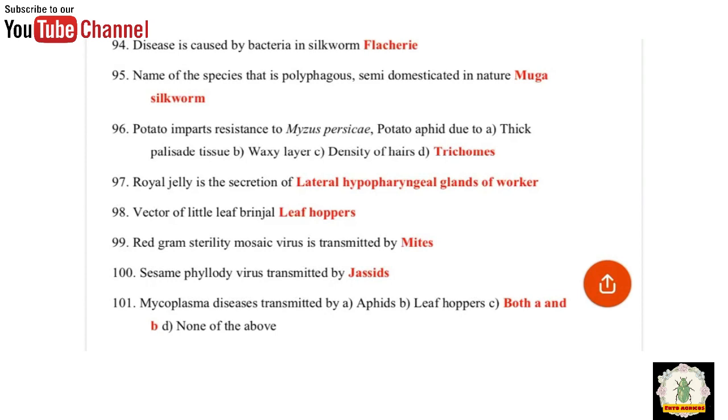Next is the mycoplasma disease is transmitted by. So these mycoplasma diseases are transmitted by aphids, leaf hoppers, both A and B, or none of the above. So the mycoplasma disease is transmitted by option C, that is both aphids and leaf hoppers. As you can already see, as I have discussed in question number 98, this is also transmitted by leaf hopper, and this is a mycoplasmic disease.